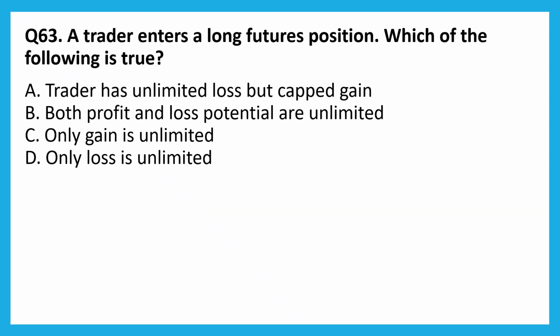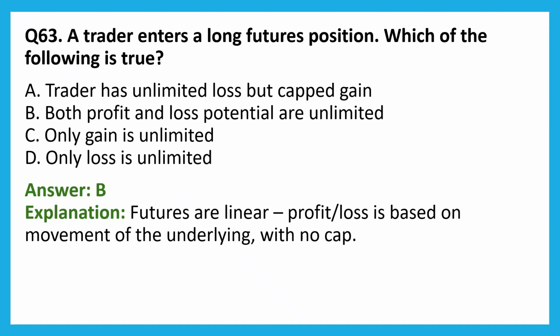Next question. A trader enters a long futures position. Which of the following is true? Option A, trader has unlimited loss but capped gain. Option B, both profit and loss potential are unlimited. Option C, only gain is unlimited. And option D, only loss is unlimited. Correct answer is option B, both profit and loss potentials are unlimited. Futures are linear. Profit or loss is based on the movement of the underlying with no cap.